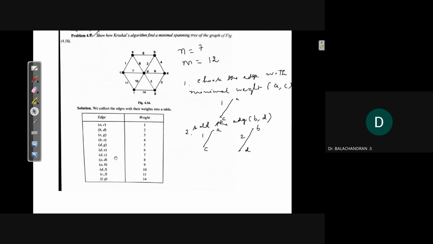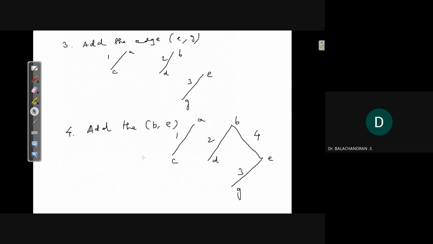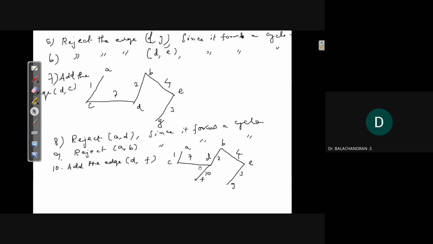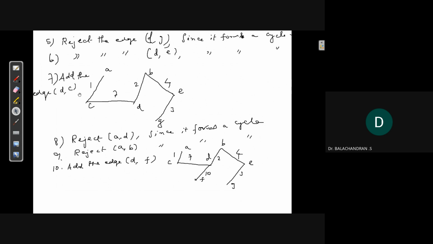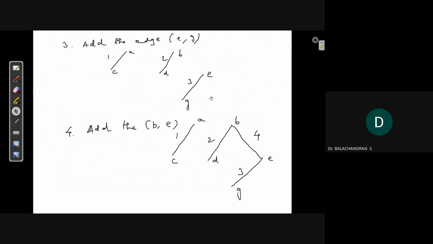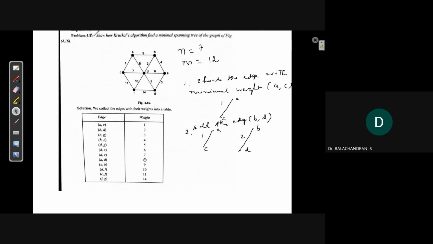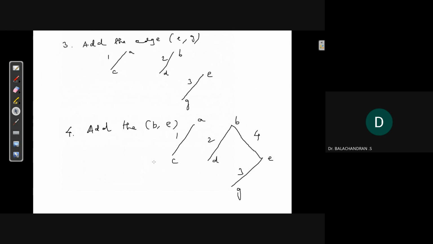Next is 7. DC is 7. Yes, I can draw DC. It will not form a cycle. DC is 7. So add the edge DC. DC is what? Weight 7. Okay, next.